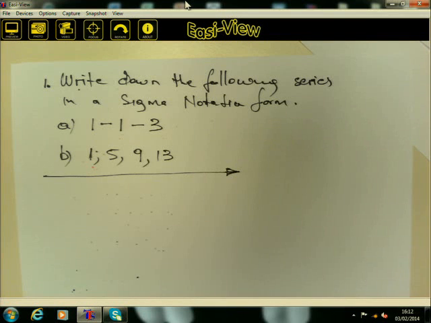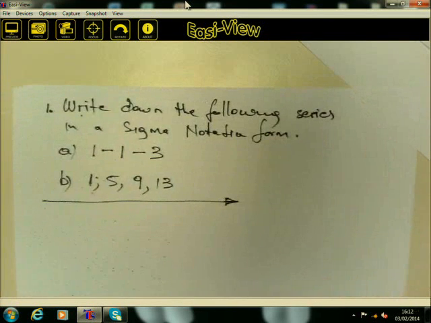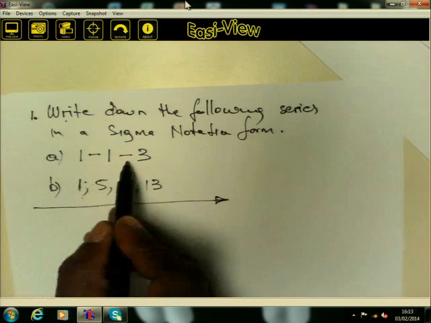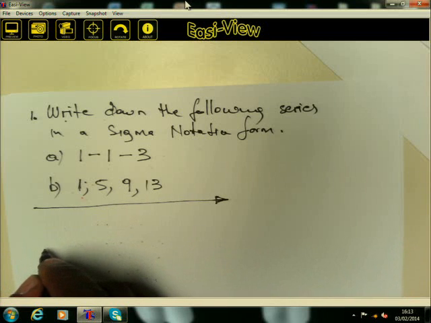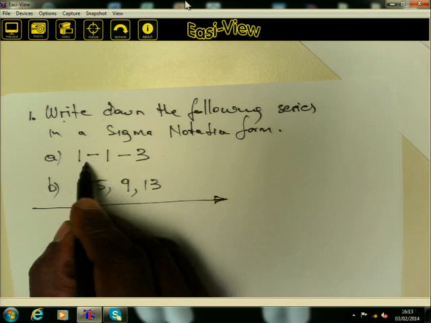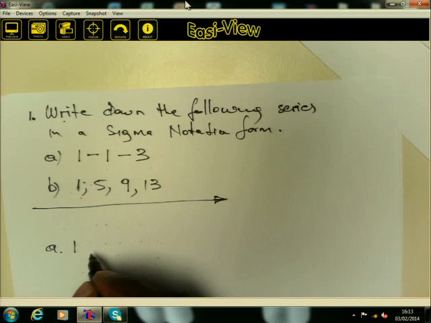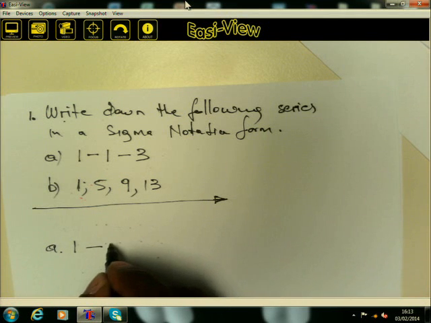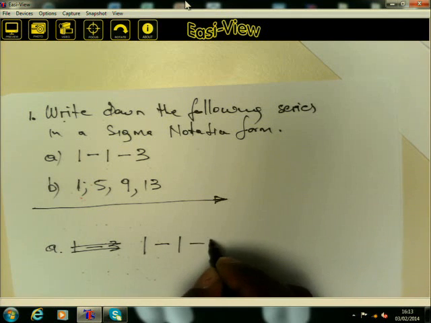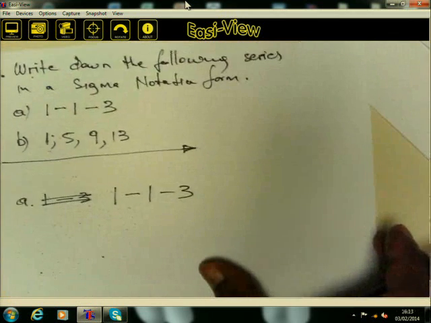All right. Okay, welcome back, folks. I hope both of you are done. Let's look at the first one quickly and check where we're supposed to write this in a sigma notation form. We're given 1, -1, and -3. This is what we're given.